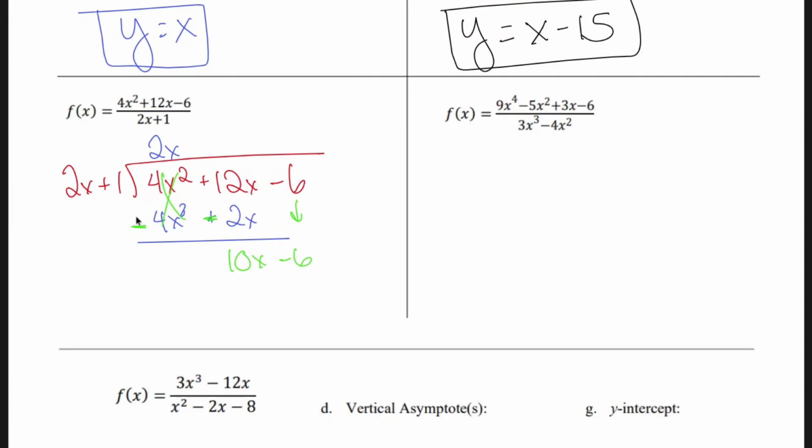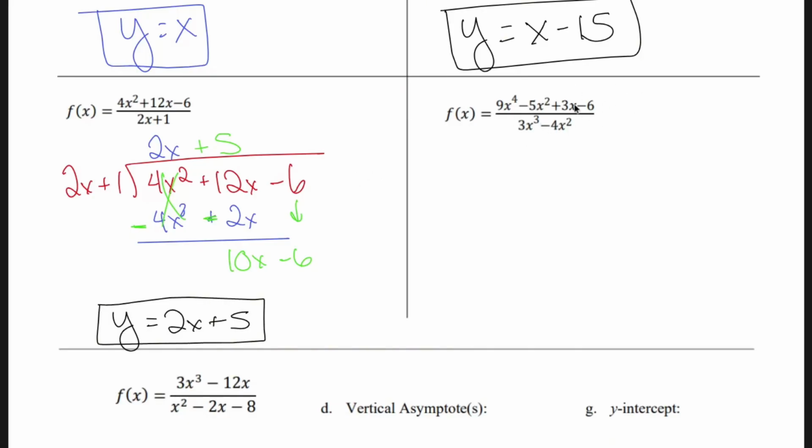Okay, 2x goes into 10x how many times? 5. Stop. Because now we're in the form that we want, mx plus b. So our slope, or our slant asymptote, is y equals 2x plus 5. And that is that.